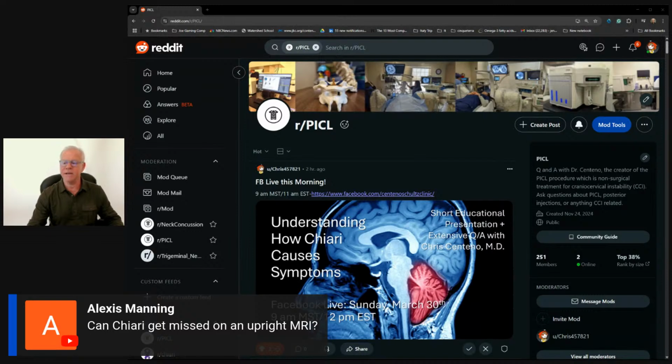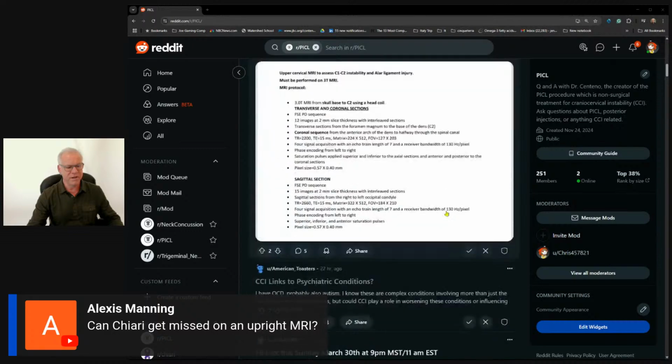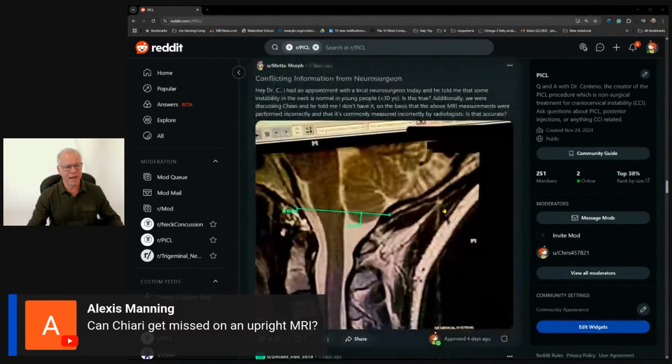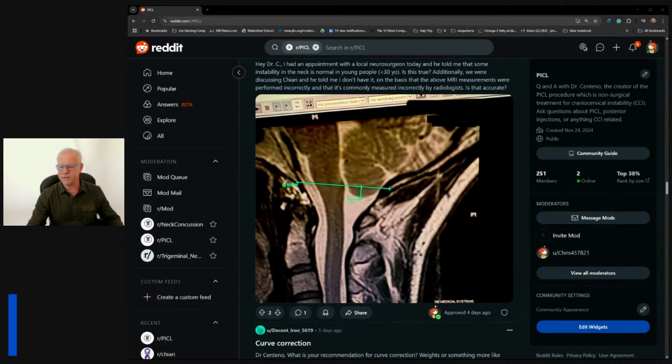Alexis, can Chiari get missed on an upright MRI? Usually not. That's usually something that they'll read for. And it's usually something that's pretty easy to define. I think there was a picture of it here. So if you just look at your upright MRI and go on the sagittal cut like this, this line is a little high, it should be a little lower. So this line the patient drew should be a bit lower, but it's merely just dropping a horizontal line down like that. Now I've got a video coming up on how to measure this so that you can measure it yourself and take a look at your own images.